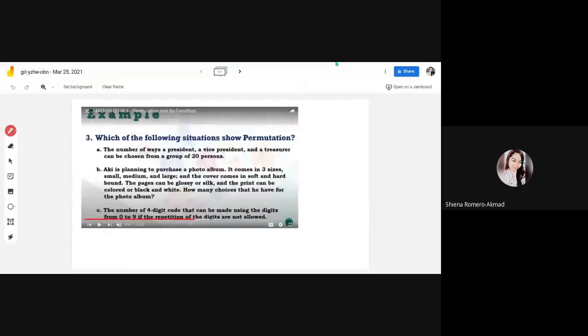Bakit ganun, biglang nagko-close? Gagamit na ako ng digital pad. Yan. Wait lang ah. Share screen na ako. At tayo nga muna.